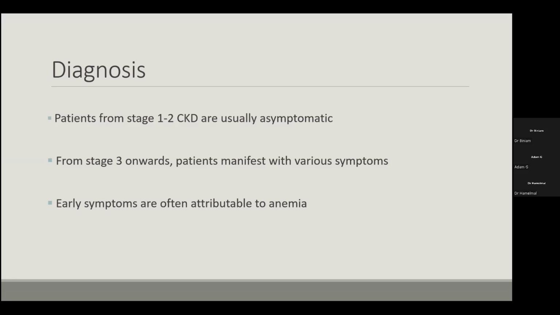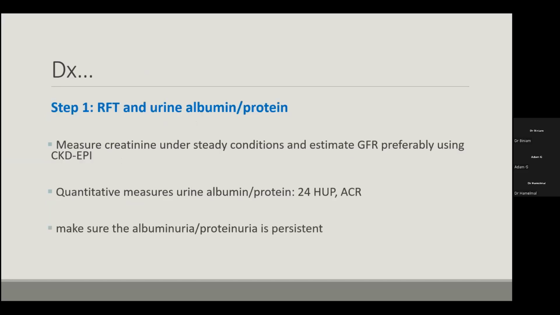Anemia is an important symptom, and it comes very early. Other symptoms of uremia and the like will come also. So we will not discuss clinical features because I'm sure everybody's aware of those. Step 1 is doing renal function test and urine albumin and protein.